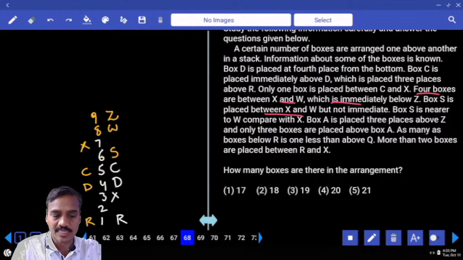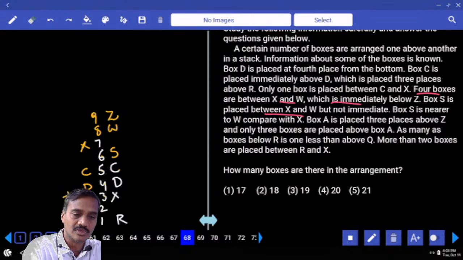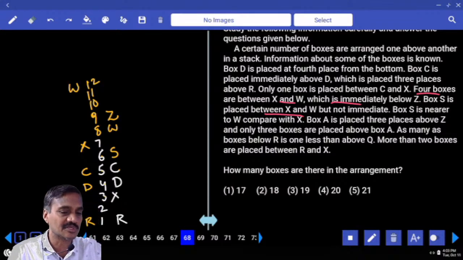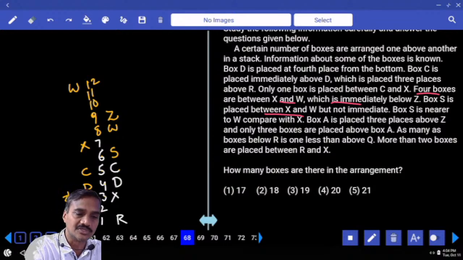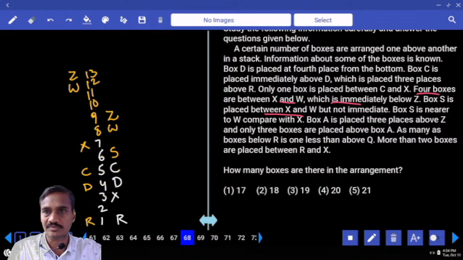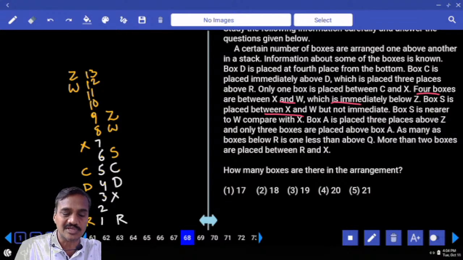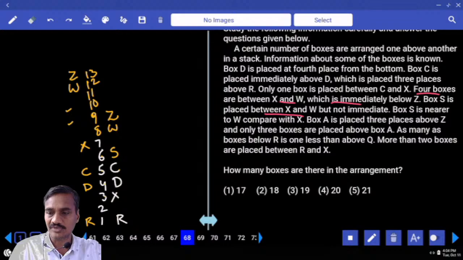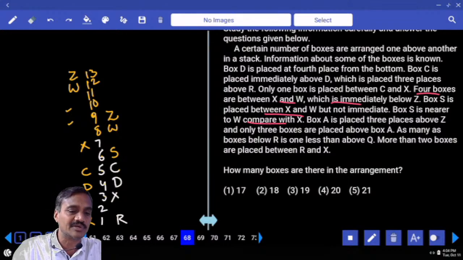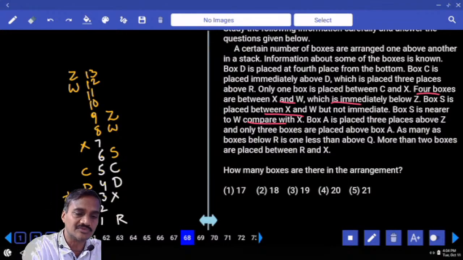Then where should Z and W be? Between X and W, how many boxes? 4: 10, 11 and 12. Now W must be at this place. Then Z must be at the 13th place. Now S is in between X and W, but not immediate. Hence S can be here or here. There are two possibilities, out of which S is nearer to W when compared with Z.